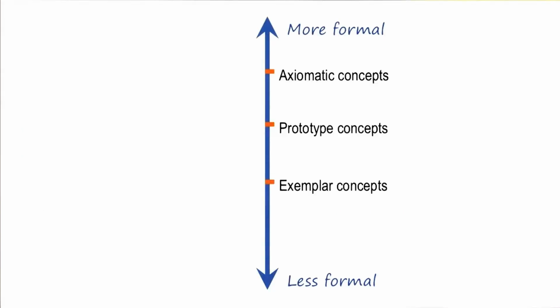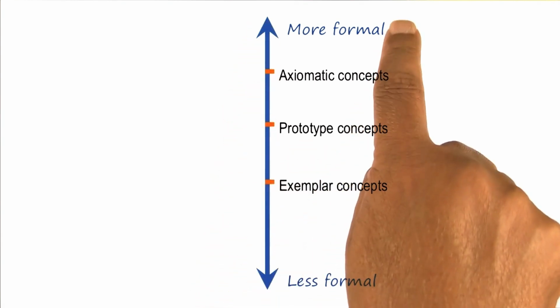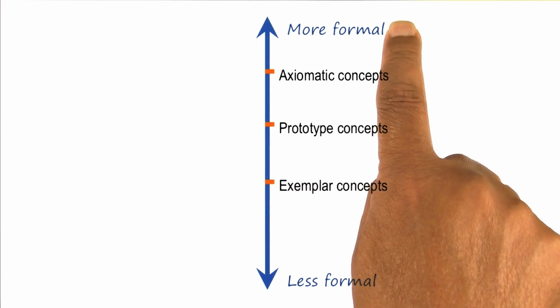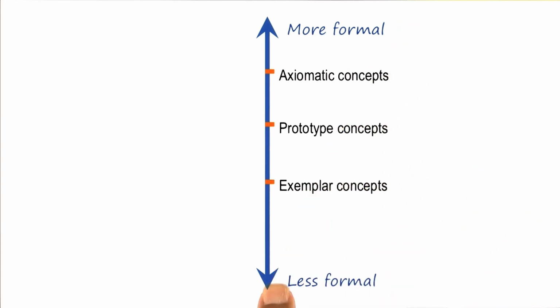To summarize then, concepts can be of many different kinds, from very formal concepts like axiomatic concepts to less formal concepts like exemplar concepts. Of course, we can have even less formal concepts than exemplar concepts. Philosophers often talk about concepts called qualia. Qualia refer to the raw sensations that we may get from our sensors.